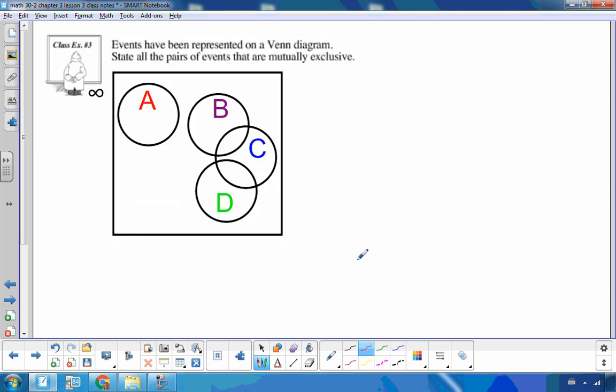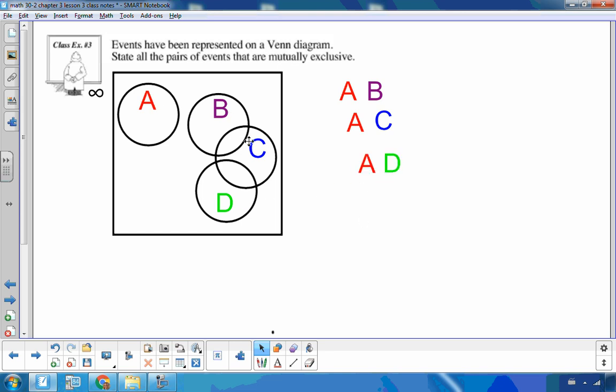Okay, class example number 3, we're going to do the same thing but with pictures. So we're trying to find out which ones are mutually exclusive, having no overlap. Well, you can see A is all by itself, so it is mutually exclusive with everything because there's no overlap. B overlaps with C, but doesn't overlap with D. And then C overlaps with D, so that one's not.